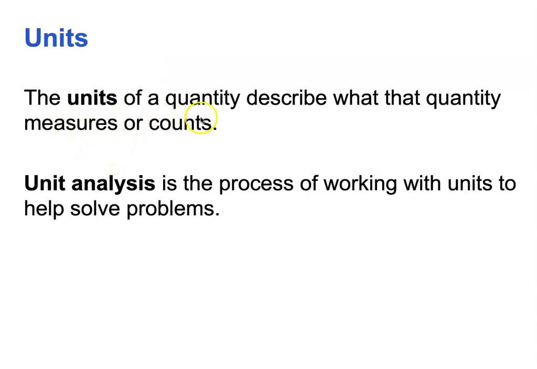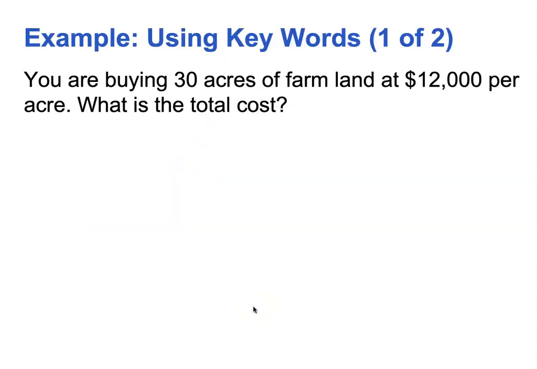The units of a quantity describe what that quantity measures or counts. Unit analysis is a process of working with units to help solve problems. So when we do unit analysis, this helps you to actually convert things. If I want to know how many minutes are in a week, I will have to convert the days to hours and then to minutes on that one. Example, using keywords. You are buying 30 acres of farmland at $12,000 per acre. What is the total cost?